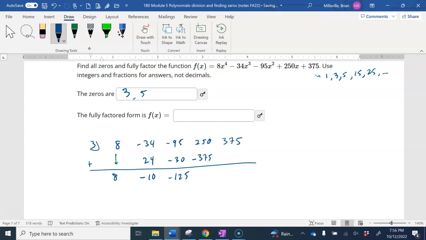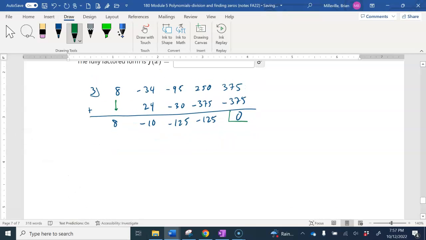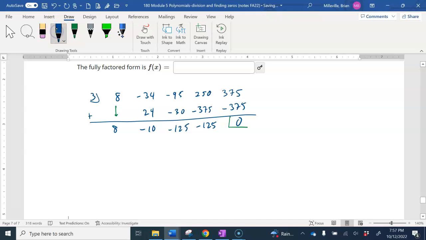And then if we add those together, we're going to get negative 125. Multiplying those together, we get negative 375, which is going to give us 0. And again, the 0 is important. That's our remainder. Now we could stop there, but we also thought that 5 was a 0. So we're going to do a repeated synthetic division, and now we're going to put 5 up in the box here and repeat this with the cubic quotient that we ended up with.